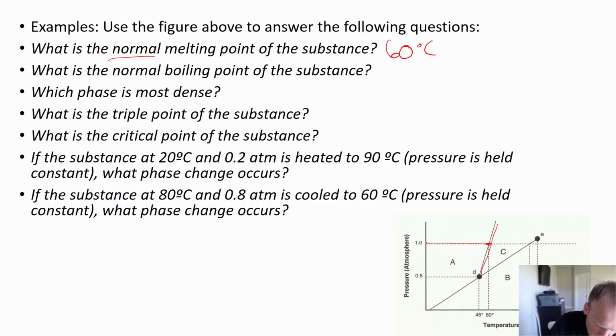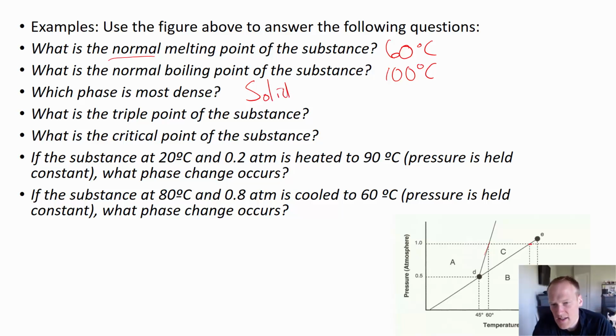What is the normal boiling point? First question, what's boiling? It's when we go from liquid to a gas. 1 atmosphere is standard pressure. We come across, it's about right there, so that would be 100 degrees Celsius. All right, which phase is the most dense? Well, we'd look at our solid liquid line, which is here, and see that it's positive. So that means that it's normal, and the solid phase would be the most dense, which is what we'd expect.